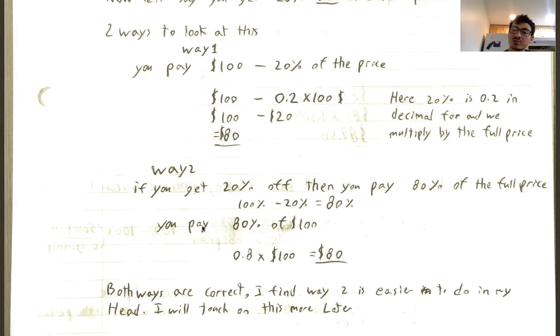So the 80% we convert to decimal form, being 0.8, multiplied by the original price, so multiplied by the $100. And that again is going to give us $80. So both ways give us the same answer. With way two, we just do the minus first. With way one, we do the multiplication with the percent first, so we figure out how much we're saving first instead of how much we have to pay.